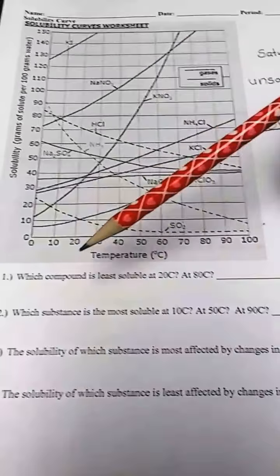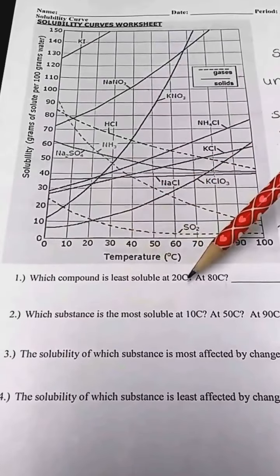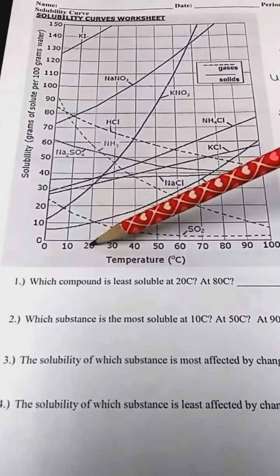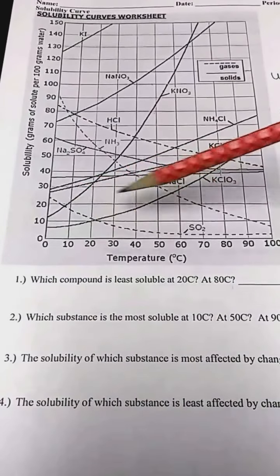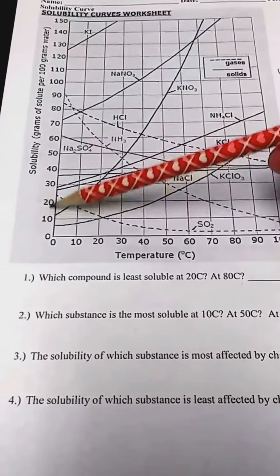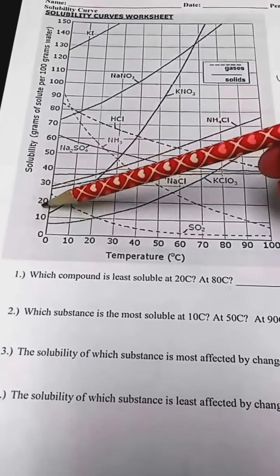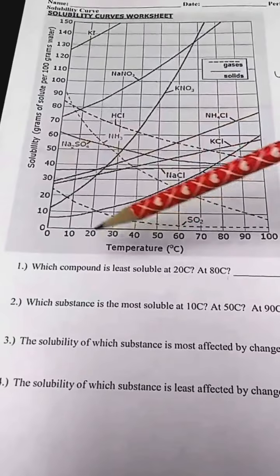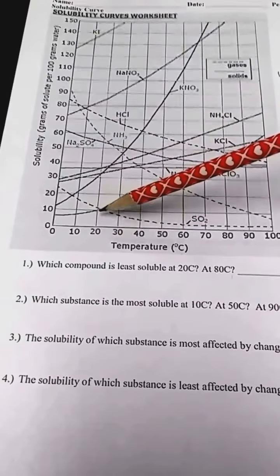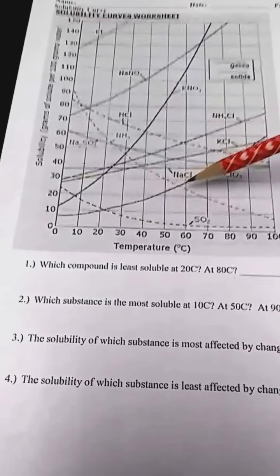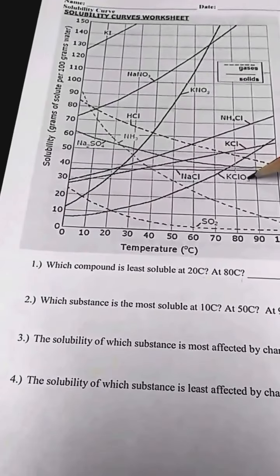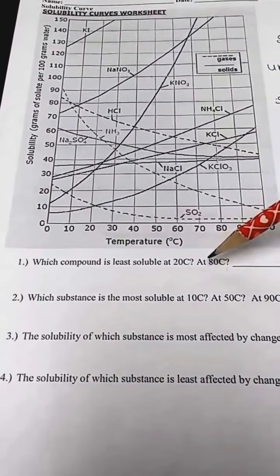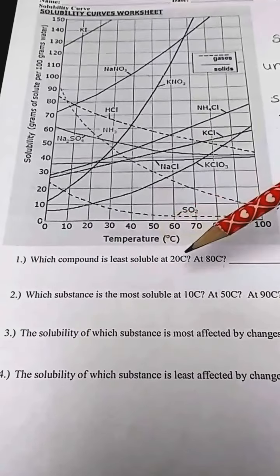So let's look at the first one. It says which compound is least soluble at 20 degrees Celsius. So we look at the temperature. Here's 20. And what you want to do is find which one of these lines is lower on this spectrum. Which one has less amount being dissolved into 100 milliliters of water. So at 20, the first line it hits is going to be this one right here. So this one belongs to potassium chlorate. So therefore, in this particular question, potassium chlorate is going to be the one that has the least solubility.